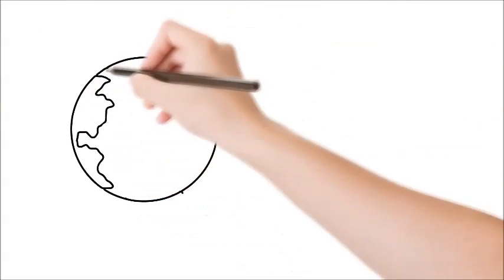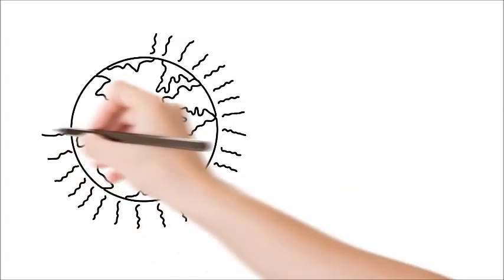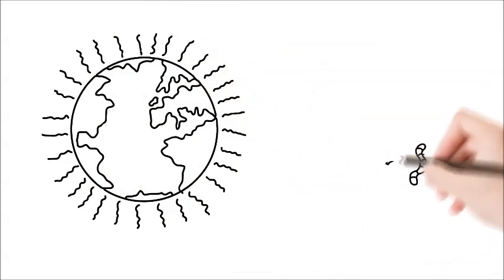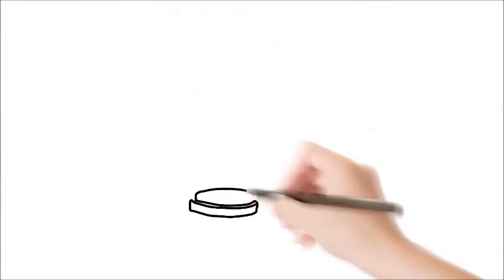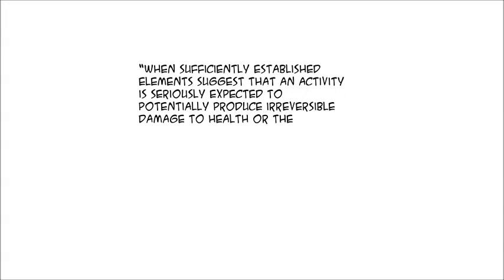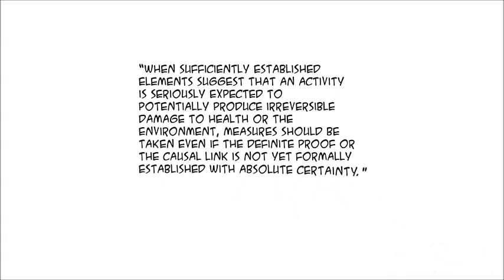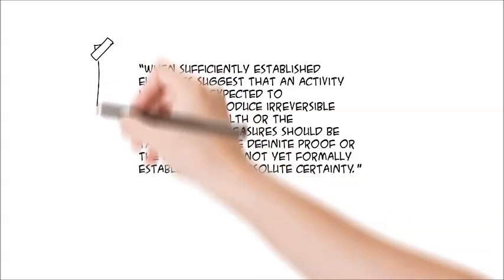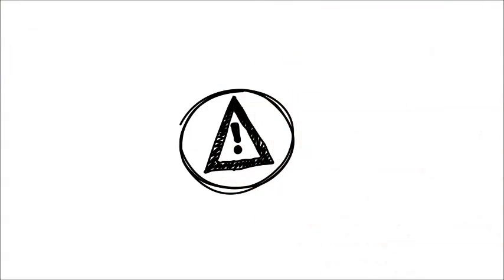However, some types of risks are hard to quantify, either because of the complexity of a system, like in the case of climate change, or because we still lack some of the tools to measure it, like in the case of nanomaterials. When there is no consensus on the level of risk, policymakers sometimes apply the precautionary principle. When sufficiently established elements suggest that an activity is seriously expected to potentially produce irreversible damage to health or the environment, measures should be taken even if the definite proof or the causal link is not yet formally established with absolute certainty. It is best to err on the side of caution.